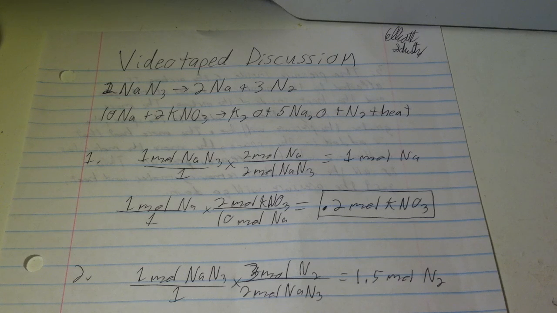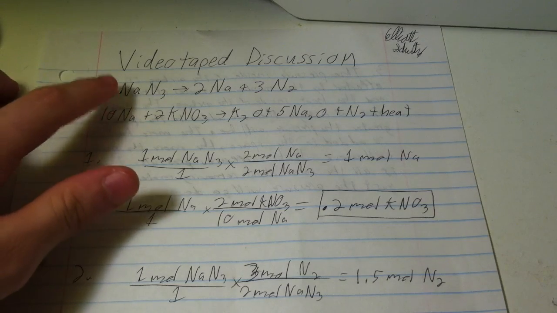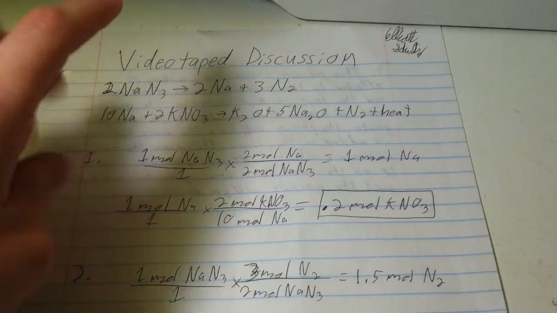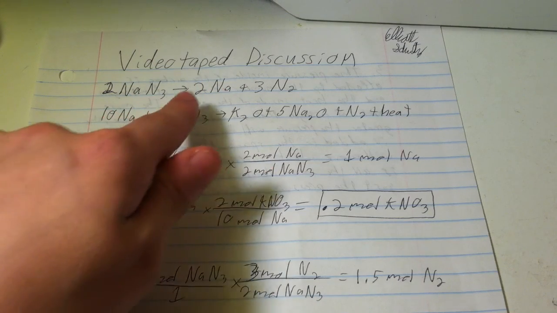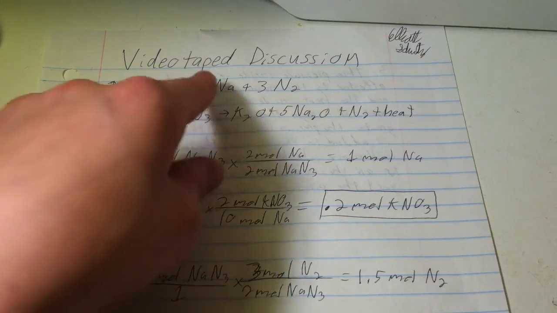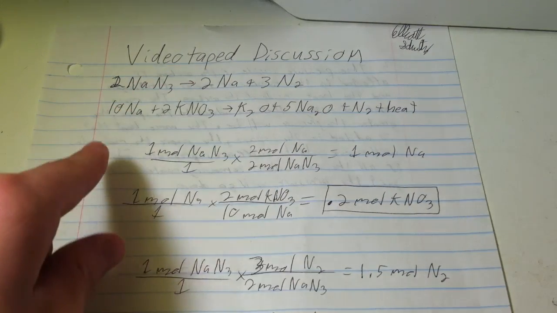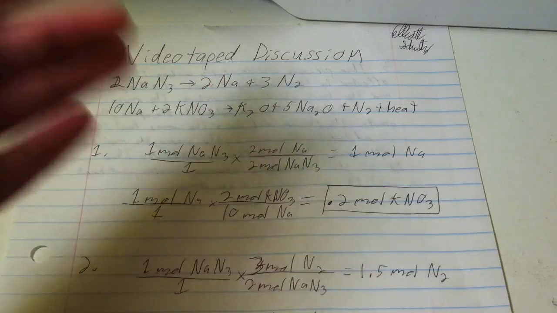The first question asks, how many moles of potassium nitrate must be included in the reaction mixture to consume the sodium produced by the decomposition of 1 mole of sodium azide? So what this is basically asking is, if one mole of sodium azide decomposes, how much KNO3 is going to be needed to react with the sodium that is produced. Not the nitrogen, the sodium, I'm sorry.